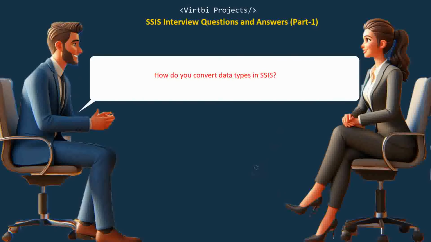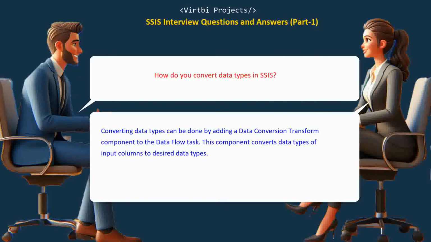How do you convert data types in SSIS? Converting data types can be done by adding a data conversion transform component to the data flow task. This component converts data types of input columns to desired data types.